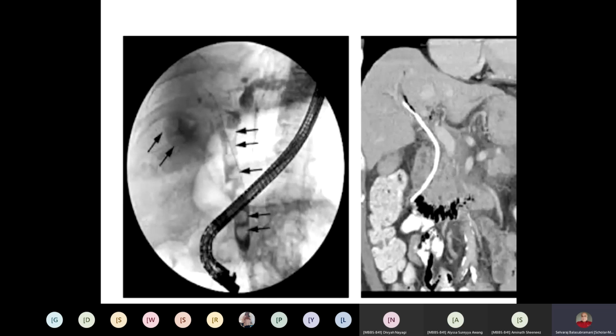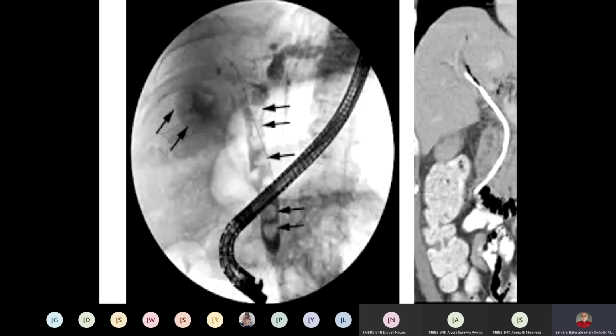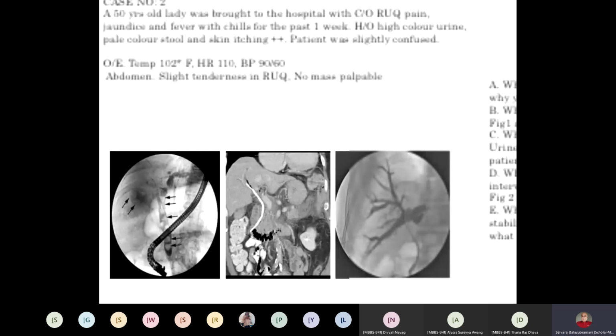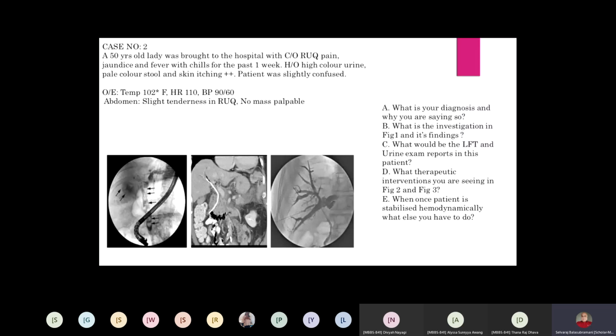The same thing what we have discussed in the previous case. Here also, what is this investigation? ERCP. What are you seeing? Plenty of arrows you are seeing. What is that? The stones. Yeah, this is stone in the common bile duct. And this side also you are seeing something. That is stone in the gallbladder also. Gallbladder also you are seeing some stones inside. So this is a case of cholelithiasis. But for this patient, with this history, it looks like it is suppurative cholangitis.